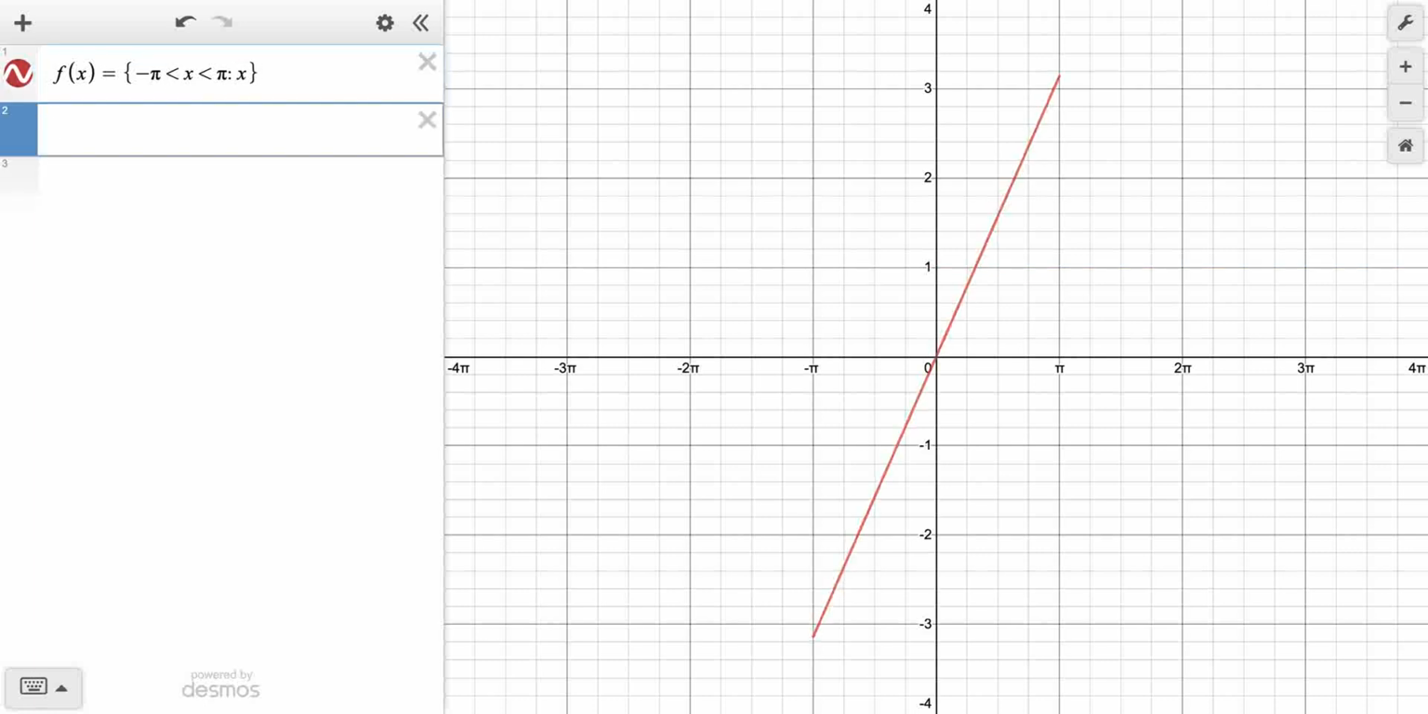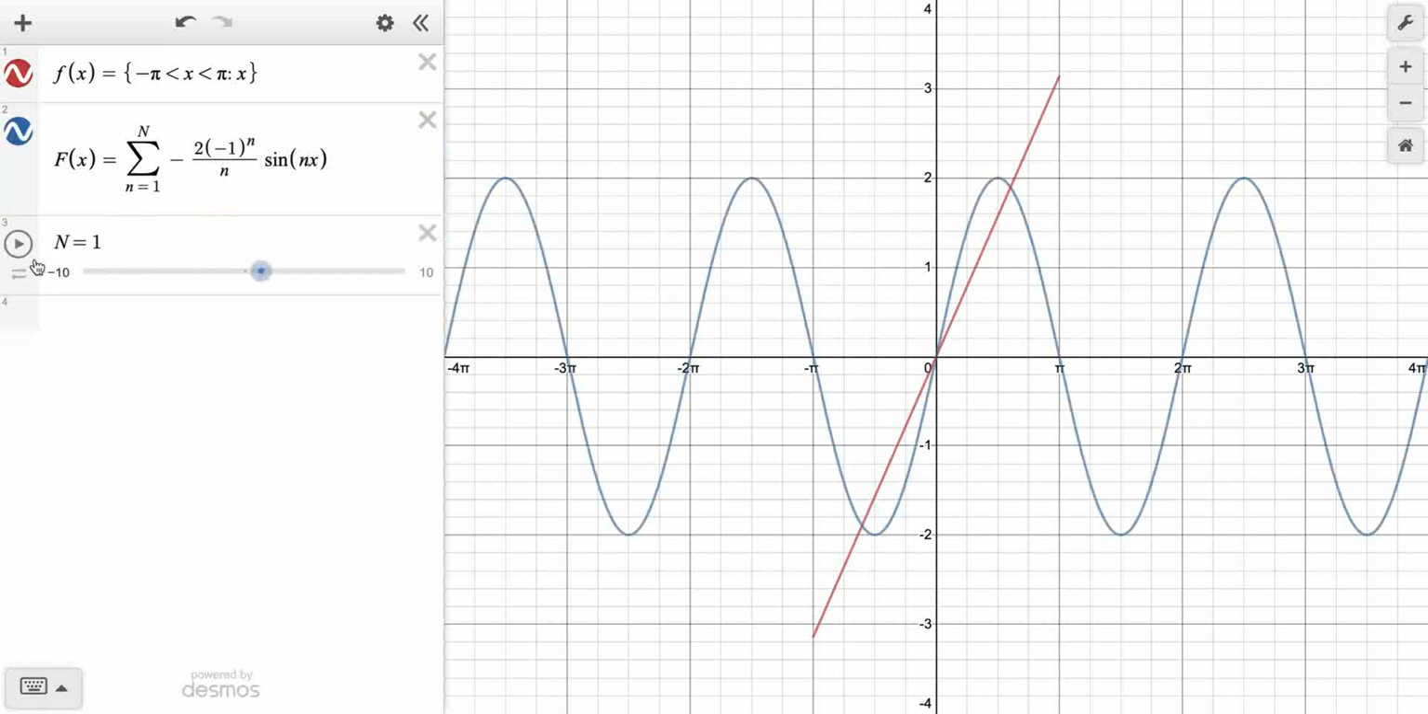And then I obtained the Fourier series of x, let's call this big F of x, to be equal to the summation from n equal 1 to big N of minus 2 times minus 1 to the power n over n times sine nx. Okay, and let's see what's going on.